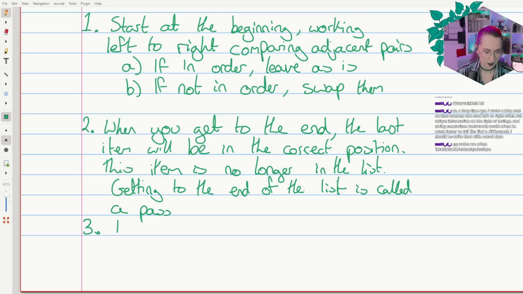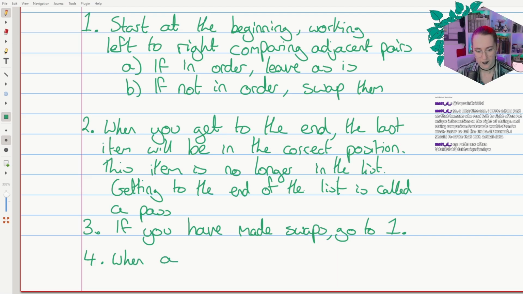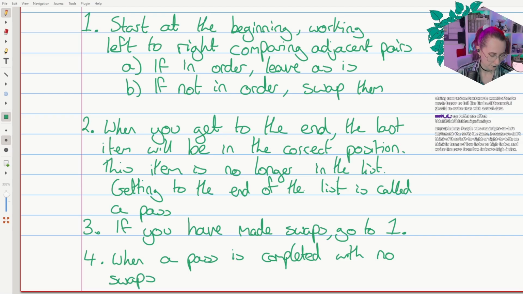3. If you have made swaps, go to 1. 4. When a pass is completed with no swaps, the list is in order.